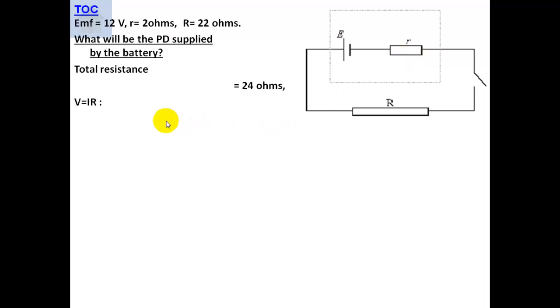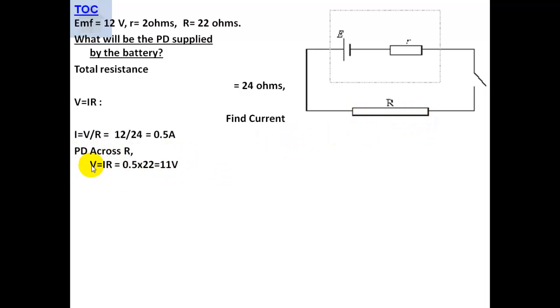So we use V is equal to IR to find the current. I, the current, is V, which is the 12 volts, the EMF, divided by 24, the total resistance. This gives the total current in the circuit, which is 0.5 amps. Now the potential difference across R is equal to V is equal to IR, 0.5 times 22 is equal to 11 volts. So in other words, the potential difference we measure across this is 11 volts. We know this supplies 12 volts, so there must be 1 volt lost inside the cell.